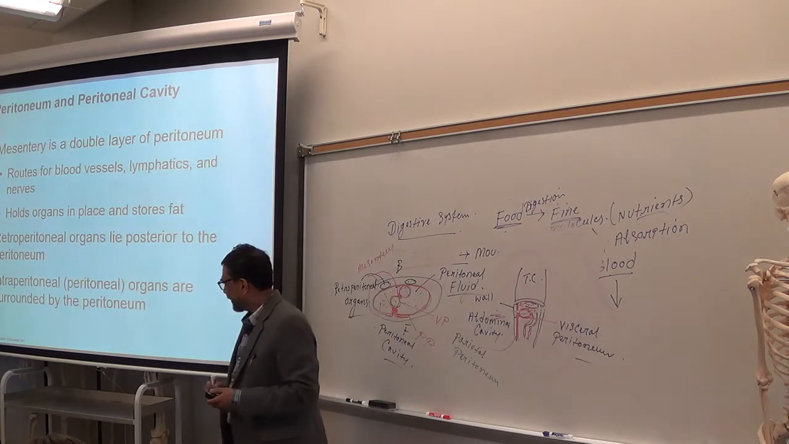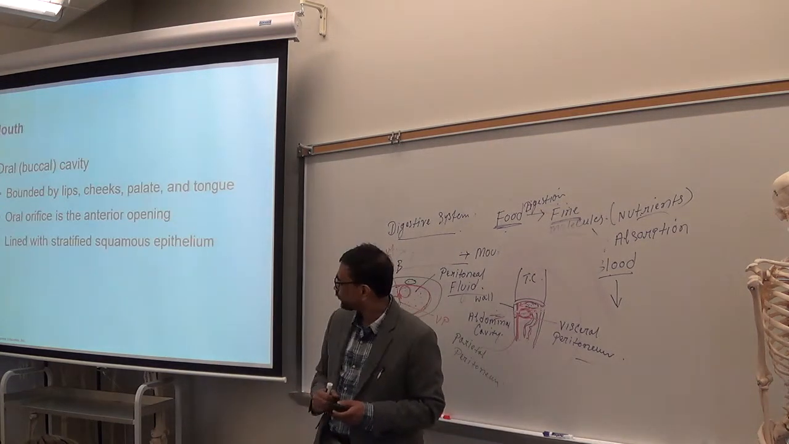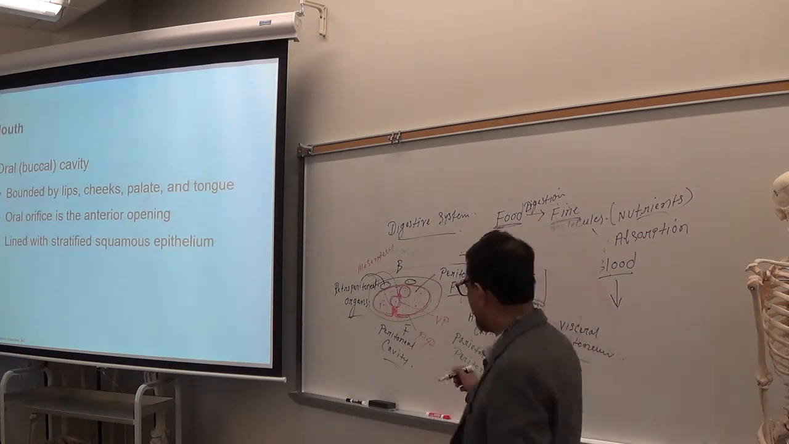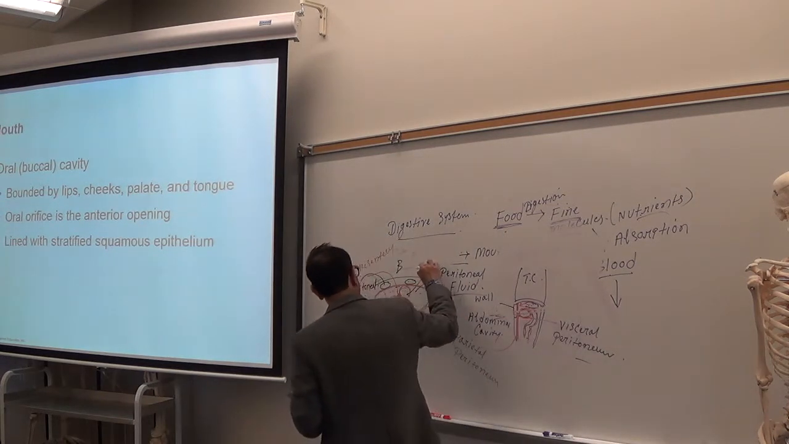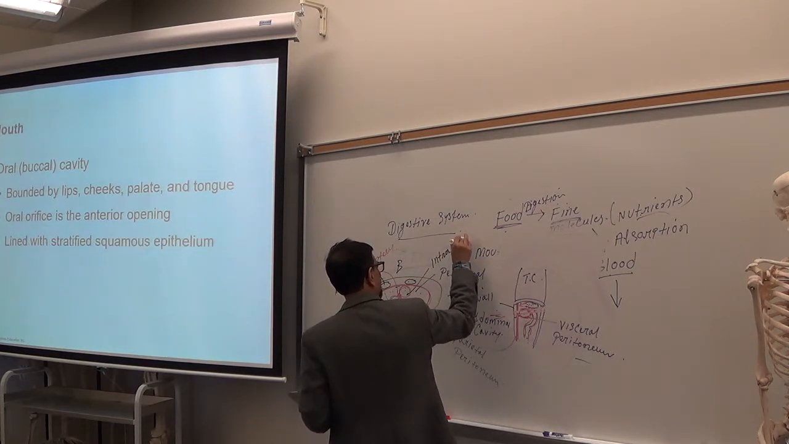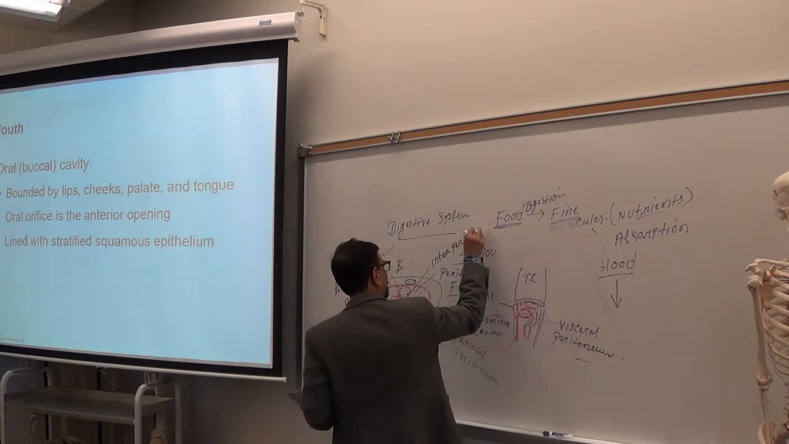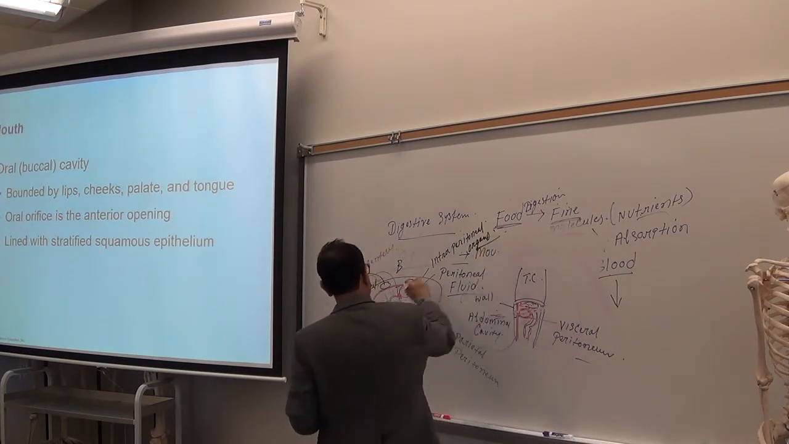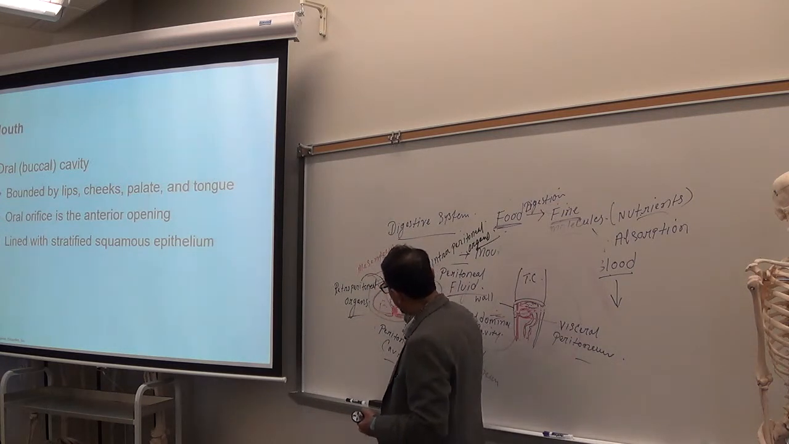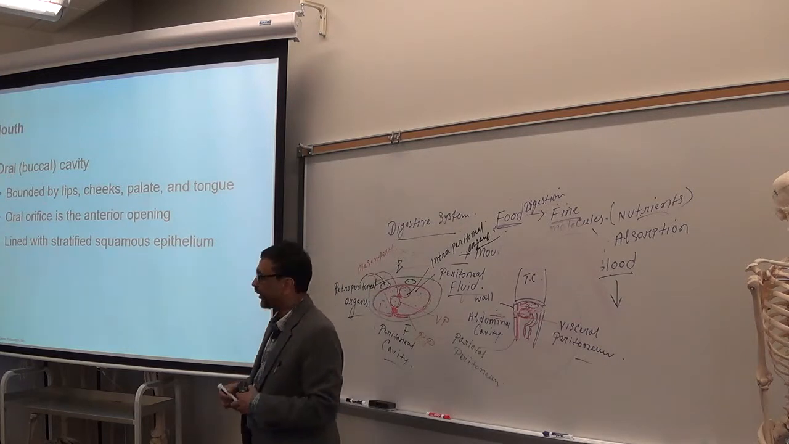Example, your kidneys. But most of the organs are intraperitoneal. Intra means inside, so intraperitoneal organs are inside the peritoneal cavity. Few organs are outside, and those are called retroperitoneal organs.